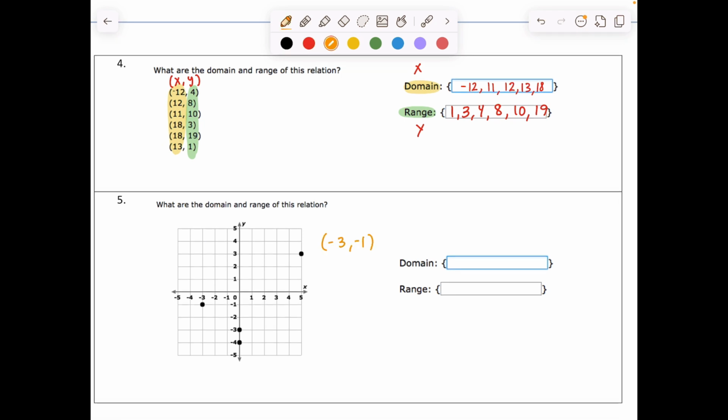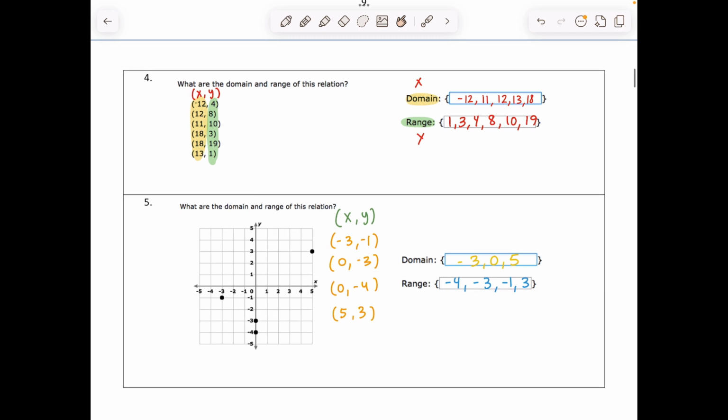I got -3, -1, 0, -3, 0, -4, and 5, 3. Remember what I said: if you don't need to write out every single point, then you don't have to. If this is something that you can do without any additional work and you can see that all these are the x values that are covered, then I don't mind. But you have to find them somehow. So what is my domain? All the x values I see: -3, 0, 5, listing all 3 of them. And then finally, my range: -4, -3, -1, and 3. Okay, so that's numbers 4 and 5 to finish up, and that looks great.